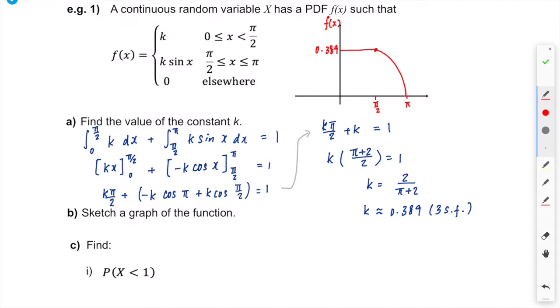And then sine pi is 0. So we have this region here. The rest of it are 0. So let's include that, okay, to complete our sketch. And this is x. So let me label the x's as well.